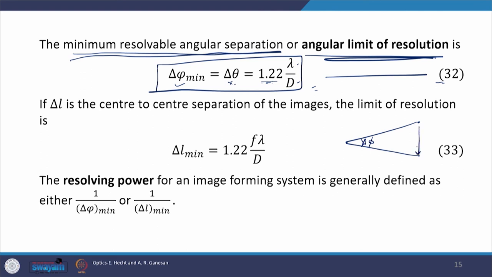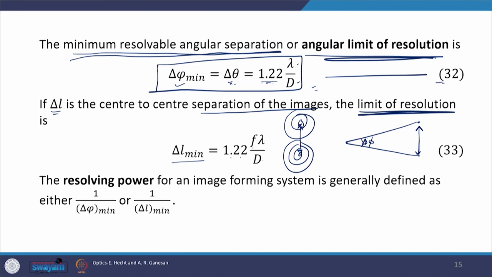Now suppose that the center to center separation between the images of these two sources is delta L. There are two sources with angular separation delta phi, and they are forming their own Airy disk. Now if the center to center separation of the images of this Airy disk is delta L, then we define the limit of resolution, which is delta L min, as 1.22 f lambda by D.